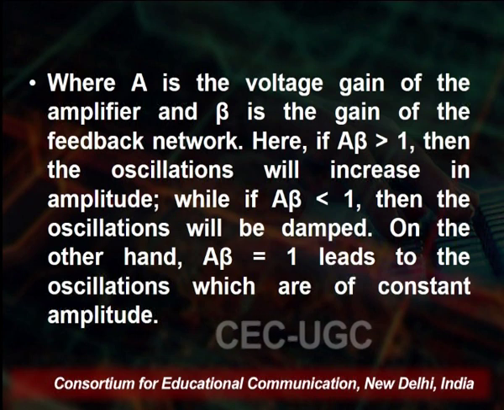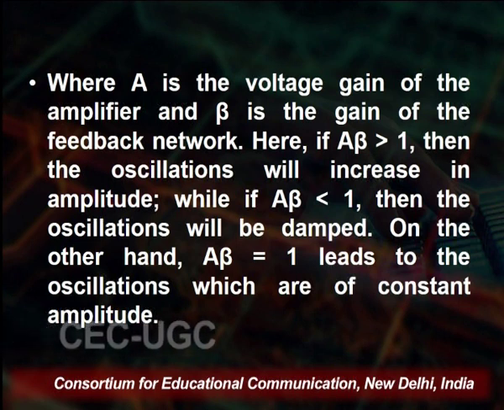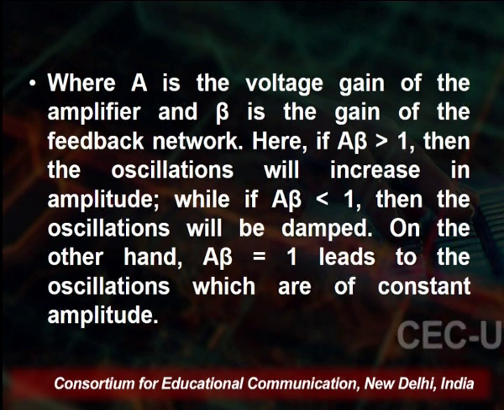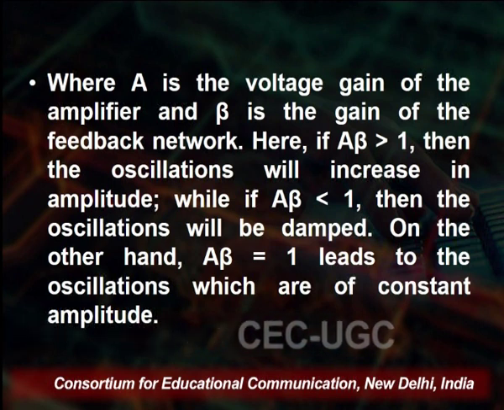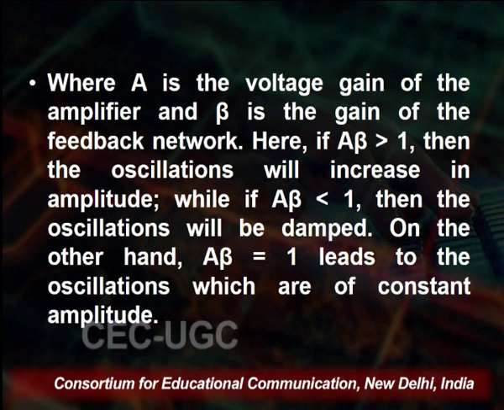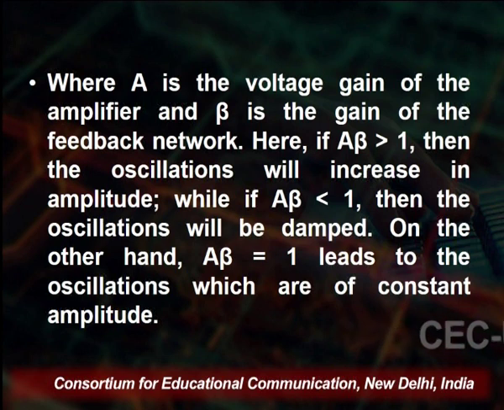If A beta is greater than 1, then the oscillations will increase in amplitude. In the second case, if A beta is less than 1, then the oscillation will be damped. When we increase the oscillation, A beta must be greater than 1. When we get the damped oscillation, A beta is less than 1. On the other hand, if A beta is equal to 1, then we have constant amplitude.